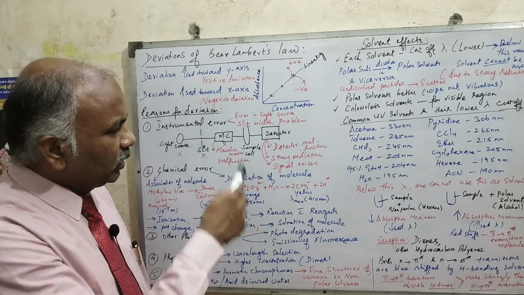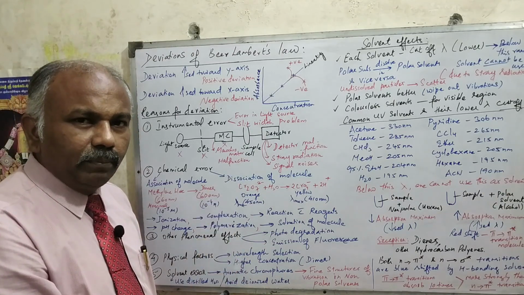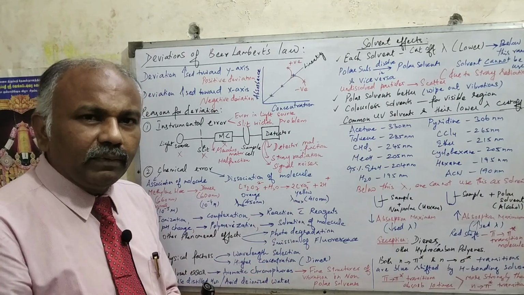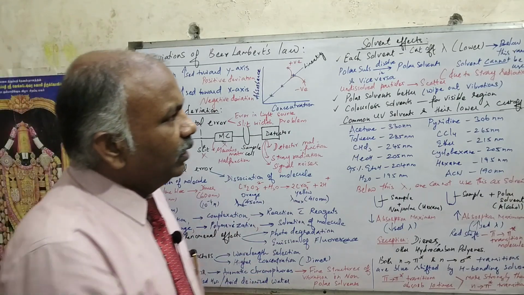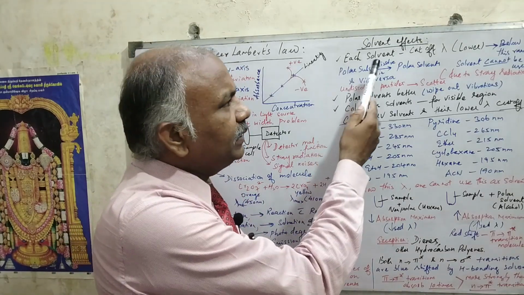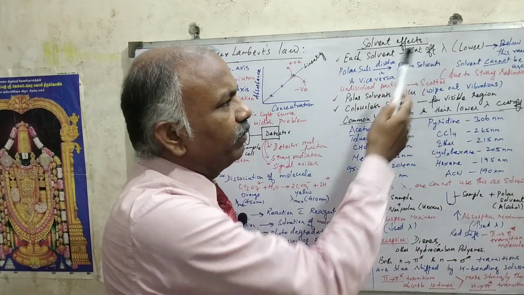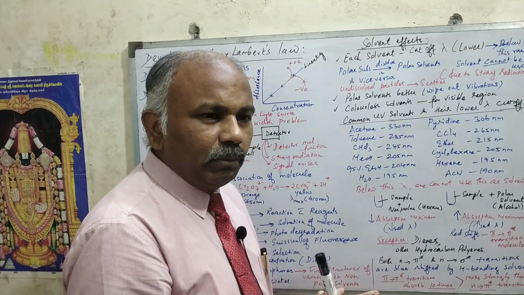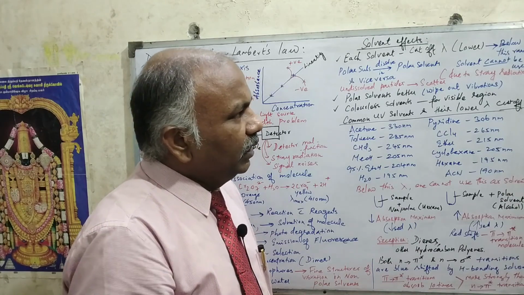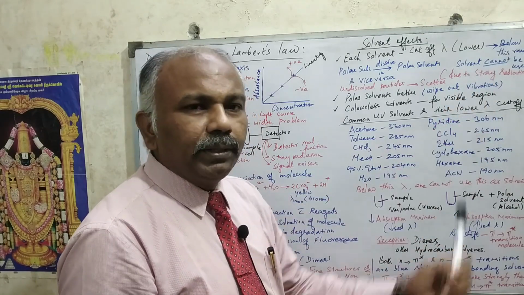So this is all about the various reasons for deviation of Beer-Lambert's law, and particularly we are going to discuss in detail the solvent effects in UV visible spectroscopy. So what is this solvent effect? When we are talking about the solvent effect, every solvent has a fixed lower cutoff wavelength region. Below this range, the solvent cannot be used.